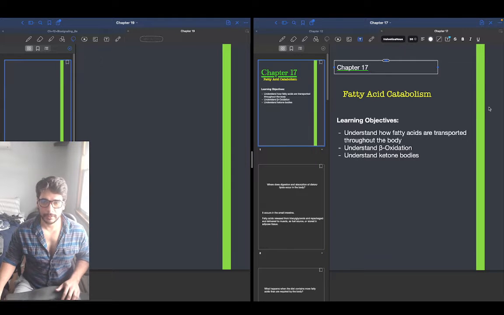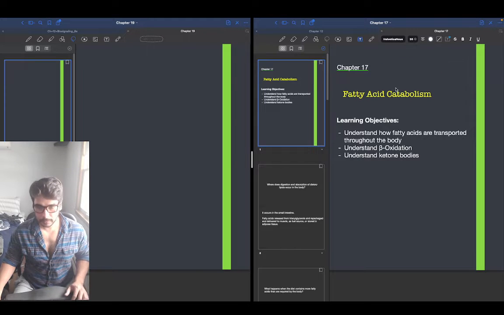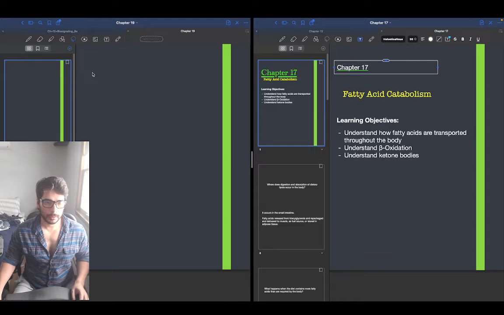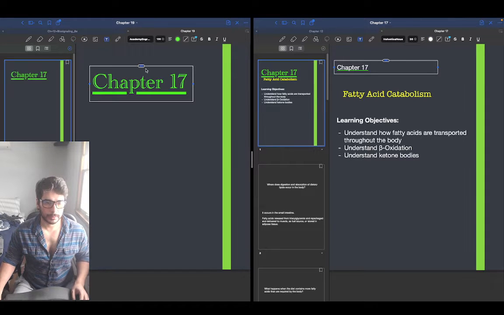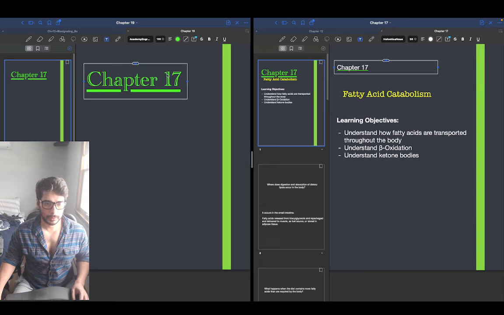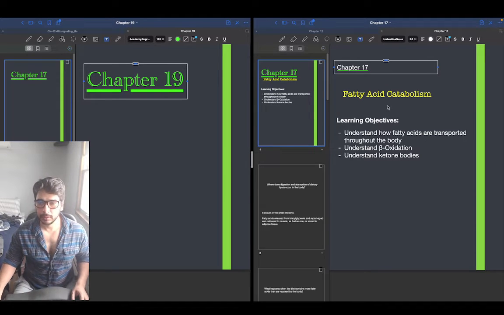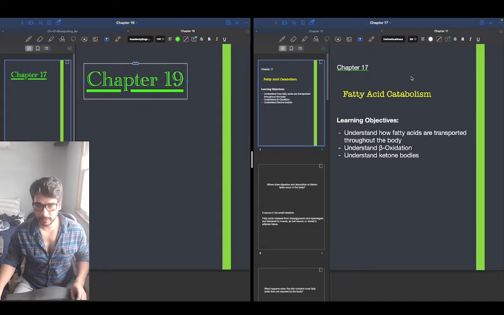The problem with GoodNotes is that it does this. So now I have to figure out why. Control Z, Control Z. Copy. Paste. There we go. So this is chapter 19. And this has to be undone.